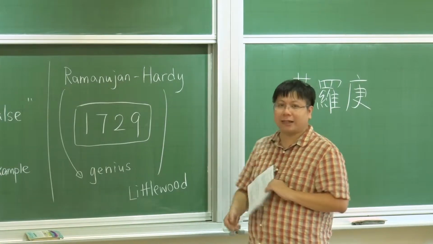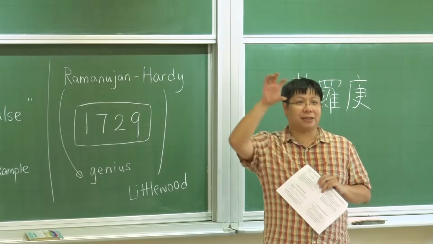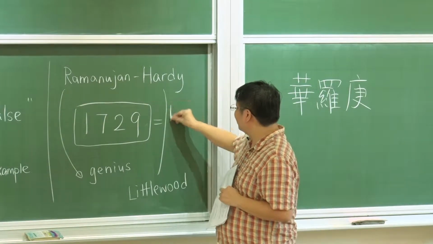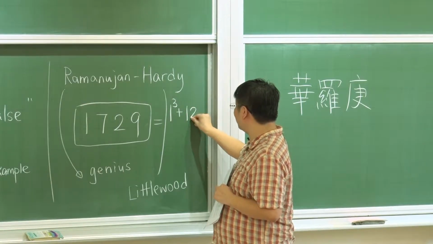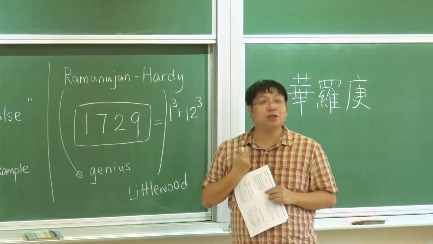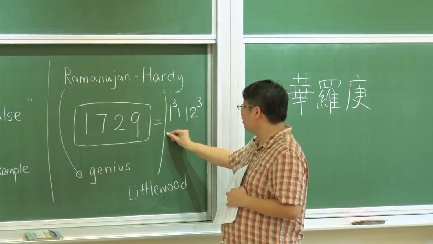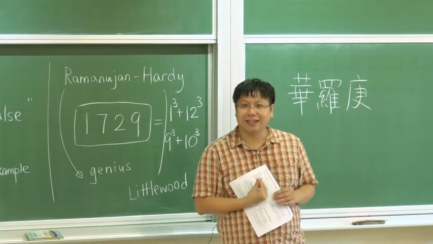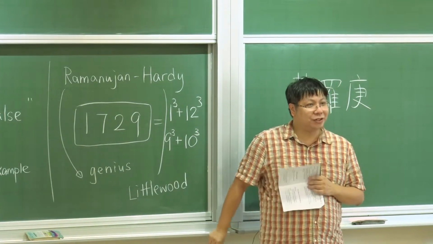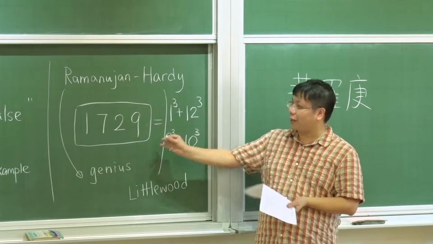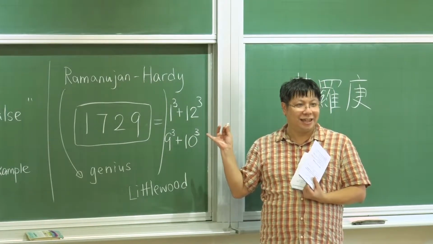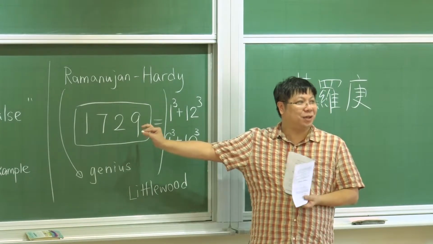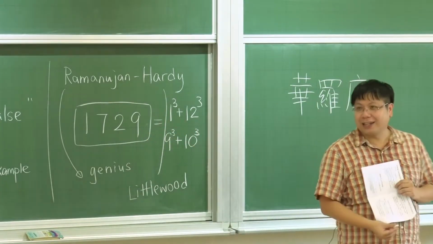It can be written as a certain cube plus another cube: 1 cubed plus 12 cubed, and it is also 9 cubed plus 10 cubed. So this is the first positive integer that you can write as a sum of two cubes in two different ways. That's why we now have this number called the Ramanujan-Hardy number.